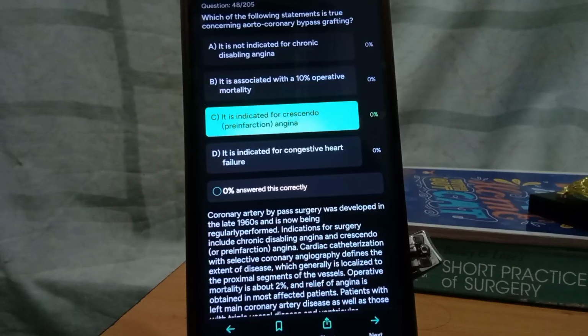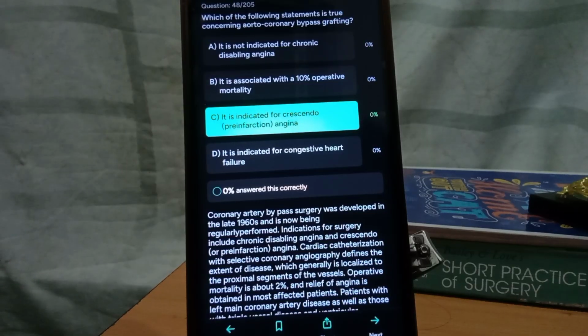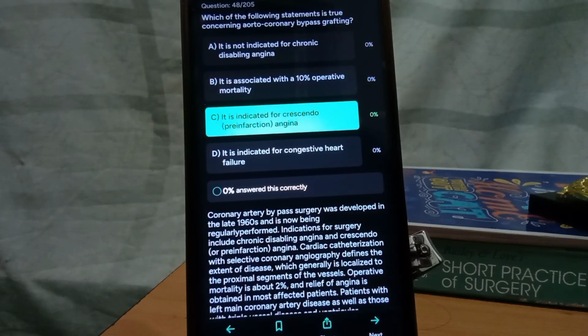Which of the following is true concerning aortocoronary bypass grafting? The options are: it is not indicated for chronic disabling angina; it is associated with a 10% operative mortality; it is indicated for crescendo angina; and it is indicated for congestive heart failure.